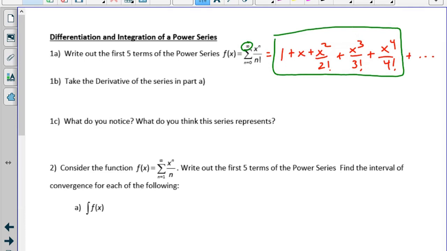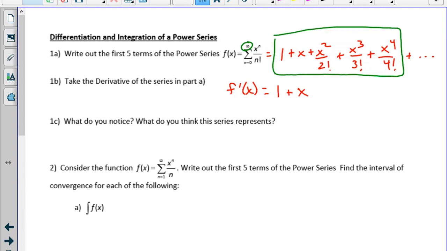Part B, take the derivative of this series. So in order to take the derivative of this, one thing that's true about power series is if you take the derivative of each of the individual terms, that is going to be the same thing as taking the derivative of the summation. So I will take the derivative of each of these terms. The derivative of 1 is 0. The derivative of x is 1. So f prime of x is going to be 0 plus 1 plus the derivative of x squared over 2 factorial, which is going to be 2x over 2 factorial, which is just x.